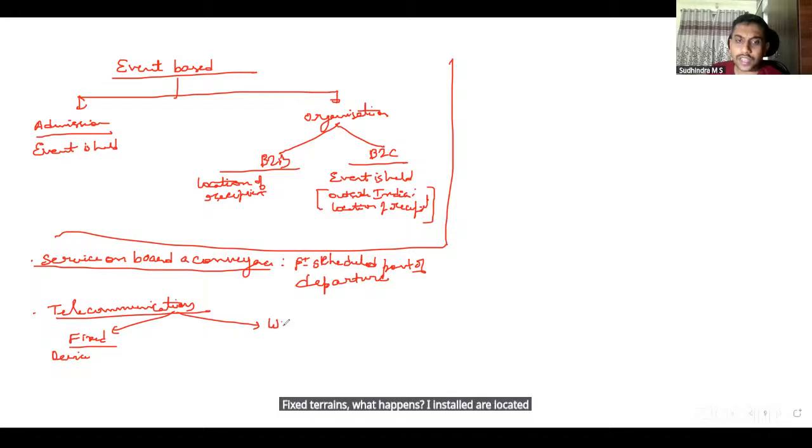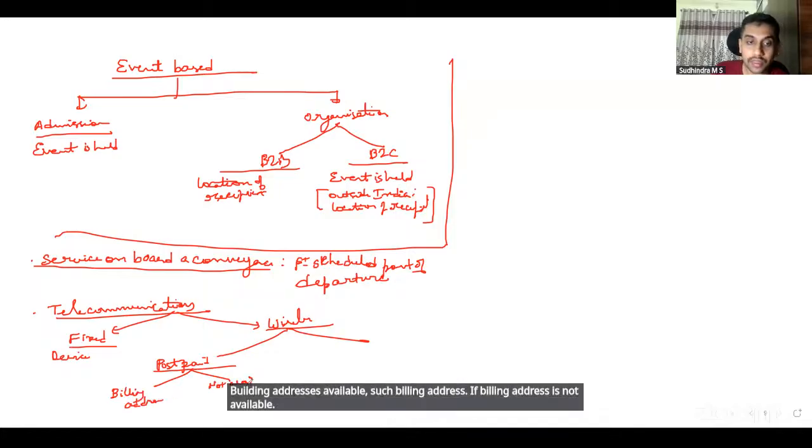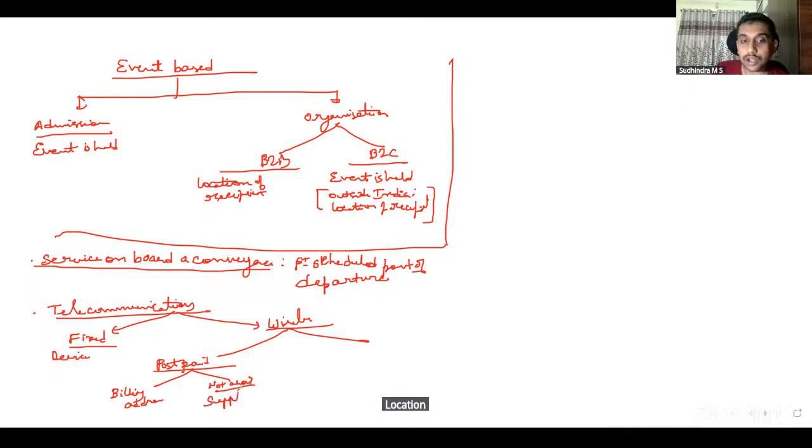Perfect. Whereas in case of wireless, we had two discussions: postpaid and prepaid. In case of postpaid, there are three. Billing address, if billing address is available. Such billing address. If billing address is not available, location of supplier. Whereas in case of prepaid, it depends on how such prepaid recharge is done.